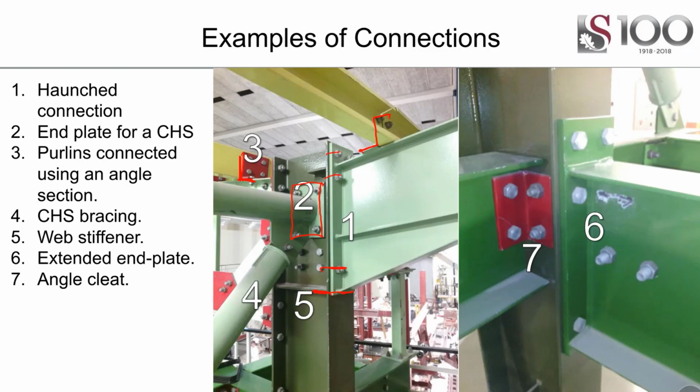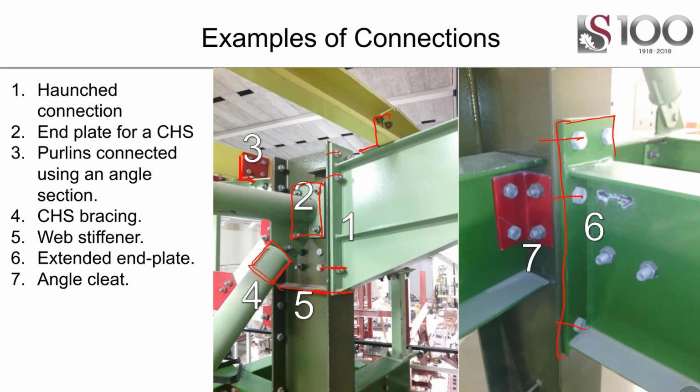Then you've got a circular hollow section bracing, and you'll see here a steel plate was actually cut into the circular hollow section. So a slot was cut in the pipe and then a plate inserted, and then it was welded up so it could be connected on. And then we've got a web stiffener at 5, as I was discussing earlier, and an extended end plate at 6. So here, to get a bit of moment capacity, the end plate was extended, and then we have a bigger lever arm for the bolts through it.